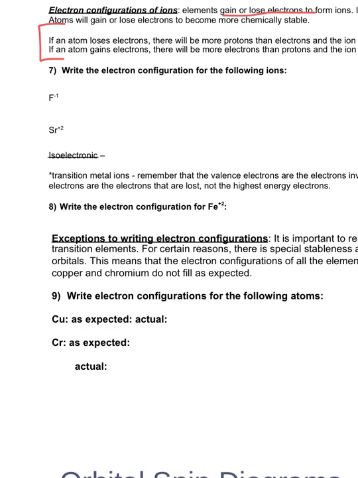Fluorine typically has 9 electrons, but it has a charge of -1, so now it's going to have 10 electrons. So when I write out this electron configuration, 1s2, 2s2, 2p6. Oh wait, not 6. Wait, yes, 6. Sorry. Because then it's going to have the same electron configuration as neon.